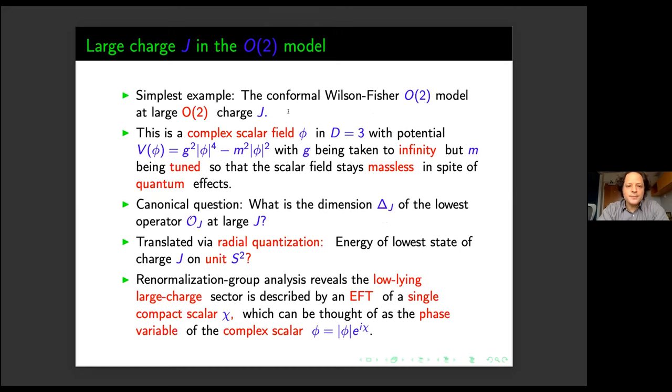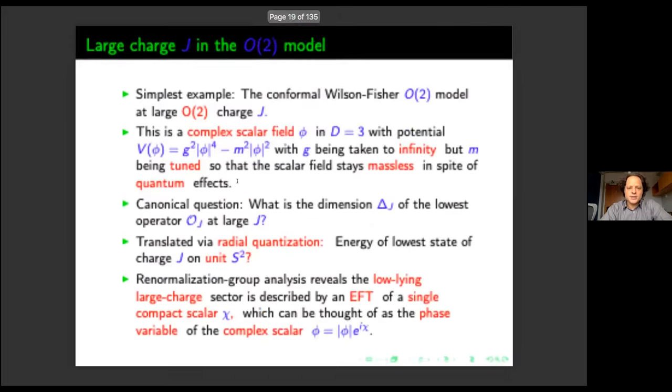So I'll start with the simplest example, the conformal Wilson-Fisher O(2) model at large O(2) charge, or large SO(2) charge J. So this theory is defined by a complex scalar field in three dimensions with a quartic, super-renormalizable potential and then a mass counterterm, with the strength of the potential being taken to infinity, but m tuned so that you're at a quantum critical point quantum mechanically.